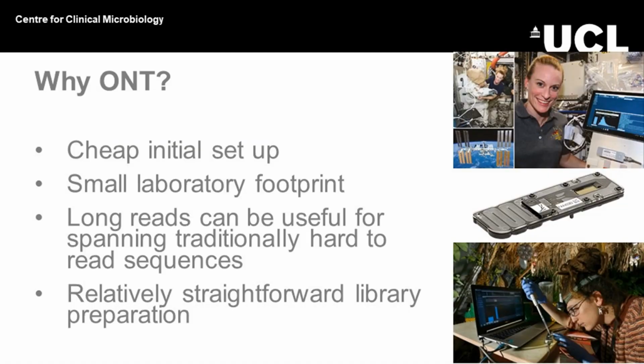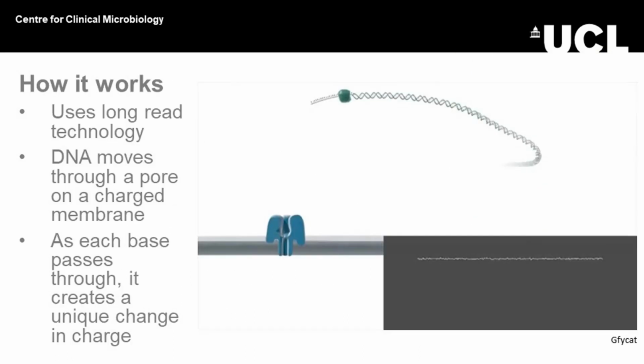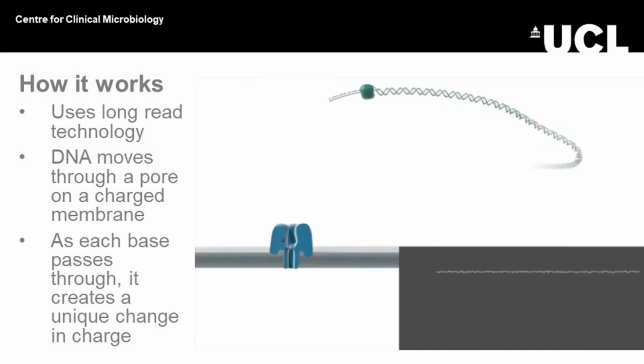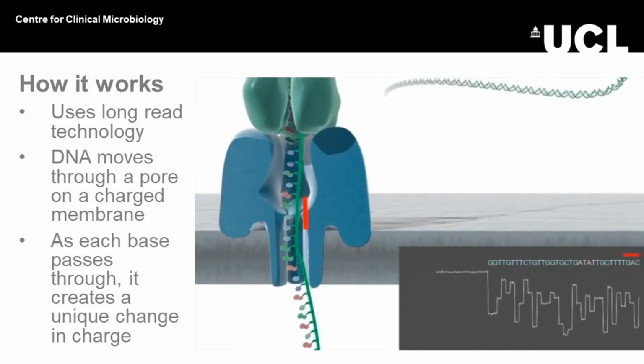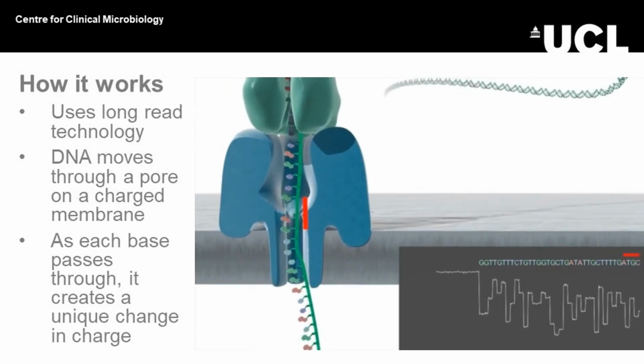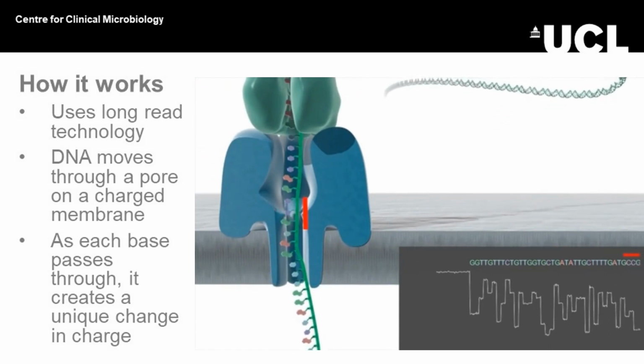So Nanopore sequencing is different to Illumina, which you may be more familiar with. Illumina uses short read technology and Nanopore uses long read technology. This is useful because it's much better able to span difficult repeat regions, instead of having lots of little bits to piece together. You have one long strand that covers the whole bit, or most of it, hopefully. It also has a relatively straightforward library preparation.